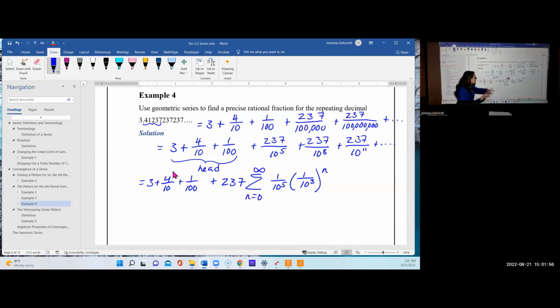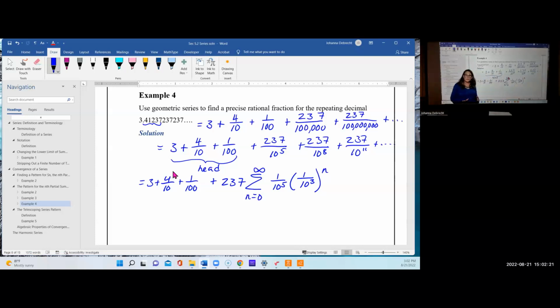So again, we factored out the 237, which left 1 over 10 to the 5th, 1 over 10 to the 8th, and 1 over 10 to the 11th. So the first term in the geometric series part, the tail, is going to be 1 over 10 to the 5th. And then to get from one term to the next, you multiply by 1 over 10 to the 3rd. Now, this is definitely a value that's between -1 and 1.